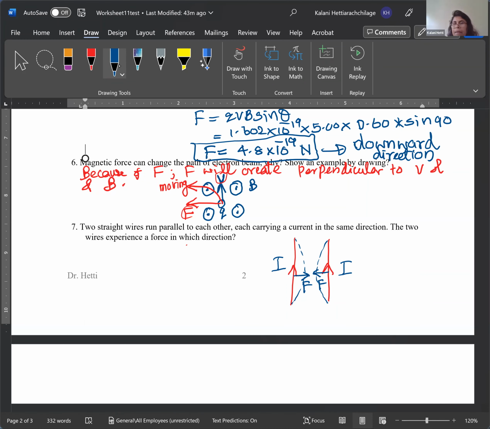Okay, and now they will attract each other. If they are in opposite direction current, they're going to repel each other.